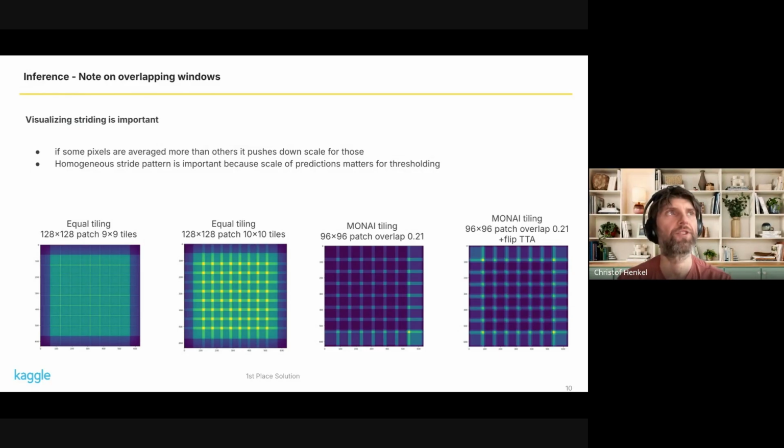Before I joined with Eugene, my solution was an ensemble with different patch sizes. So models trained on different patch sizes ensemble really well. That's because the patch size is a trade-off. If the patch size is really large, you get less border artifacts, which helps your model.